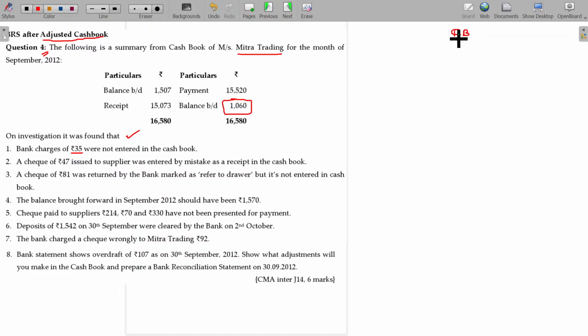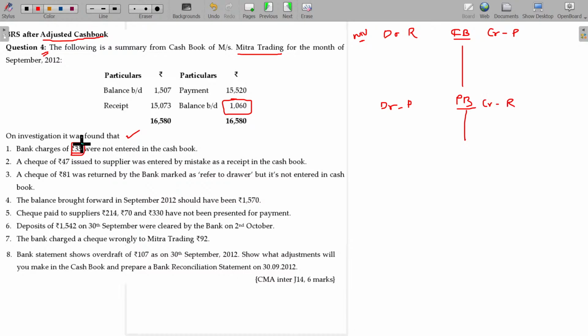Cash book and passbook. Work, see, it's a rough work or work note. Receipt side and payment side. Here in passbook, credit side being the receipt side and debit side being the payment side. Okay, that's how we can easily link.